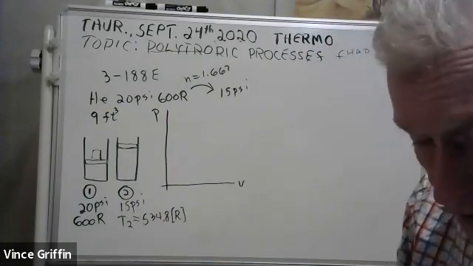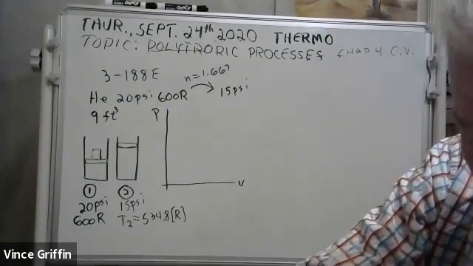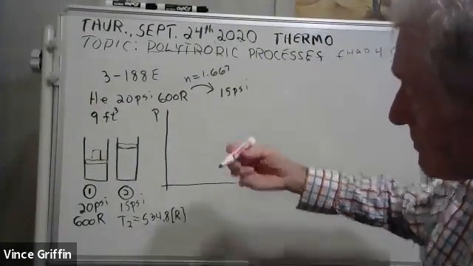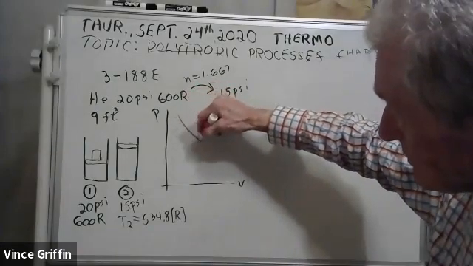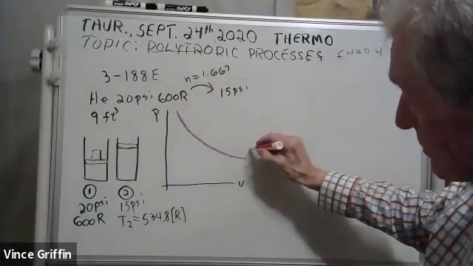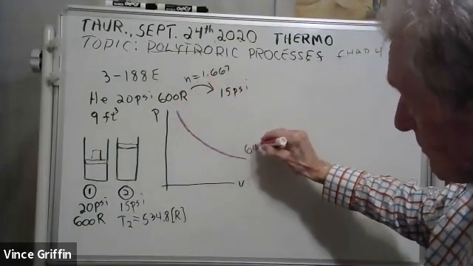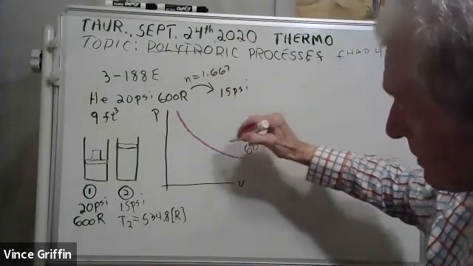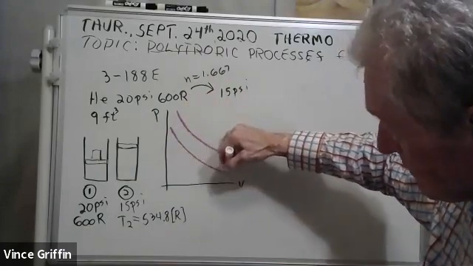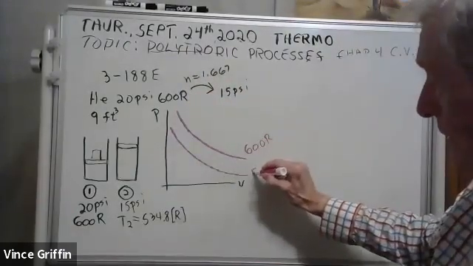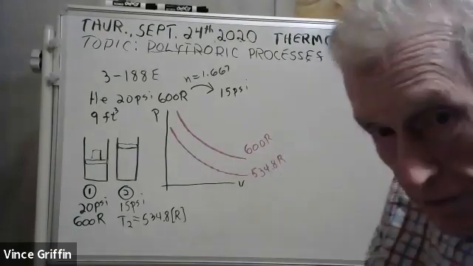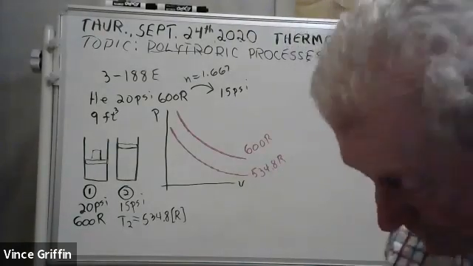But we can put in 2 isotherms. We can put in a 600. There we go. There's a 600 Rankine isotherm. And then we'll put in a 534. Here we go. This one's a 534.8 Rankine. Do those show up? Yeah, those show up pretty good.